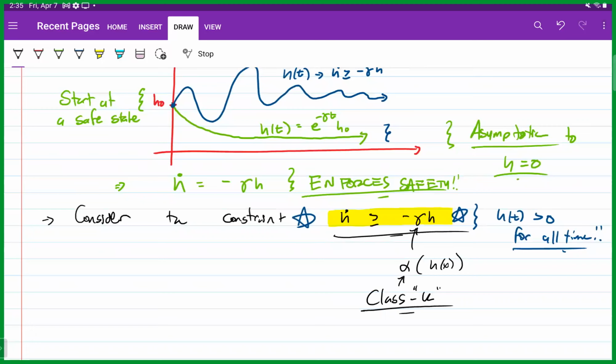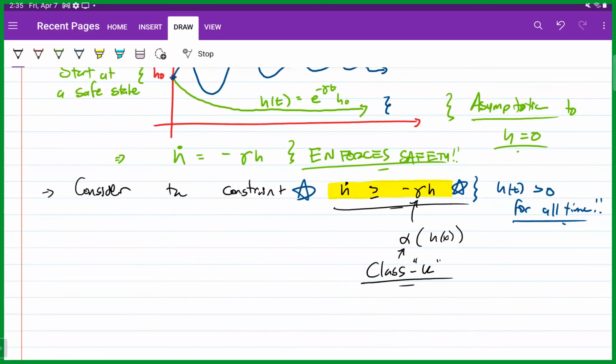So when we have this constraint, it's called an exponential CBF. It's the easiest one to tune, which is why we're talking about it here. But yeah, it's part of a larger class. Yeah, it's also related to exponential stability. Yeah, so it's very much related to exponential stability.